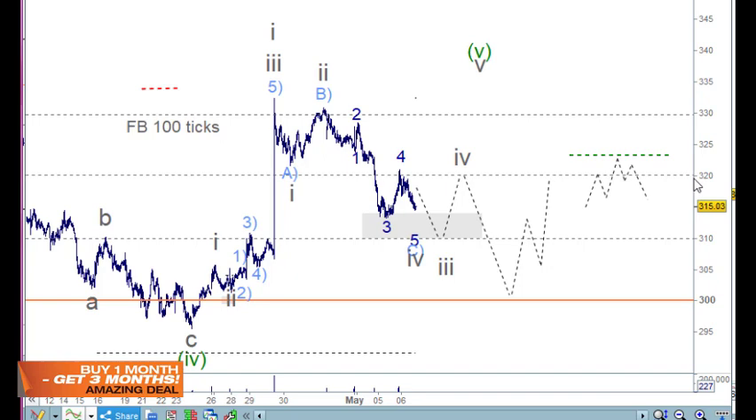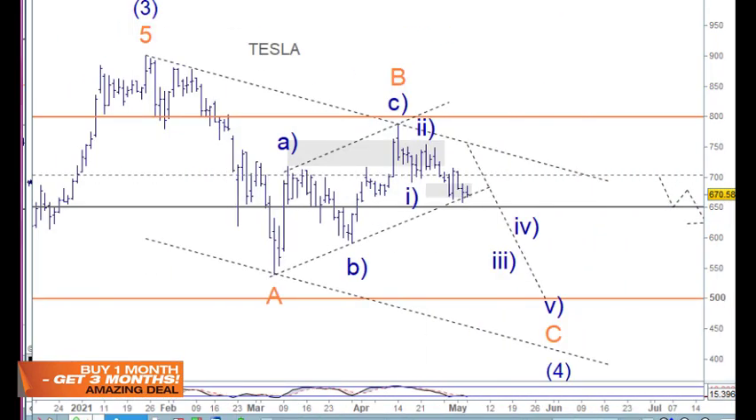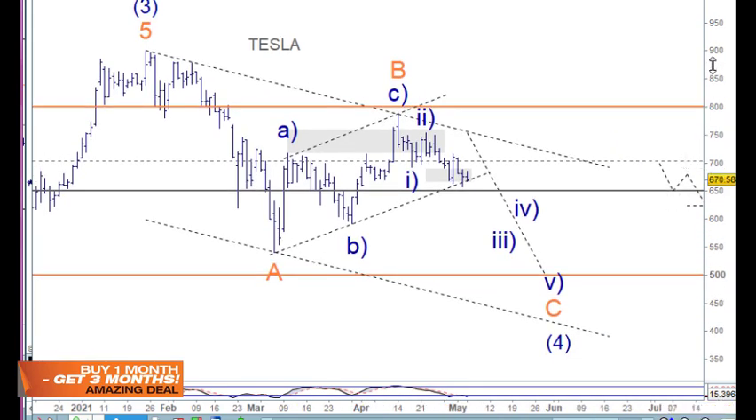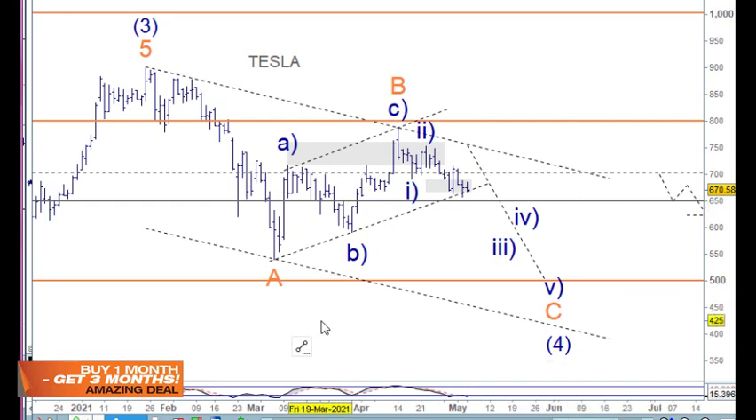So not that Facebook has to follow them. It can do its own thing. It's more the indices following these guys. Anyway, we'll just wait for that. And Tesla. So yeah, the bearish case is every day is improving, confirming itself.